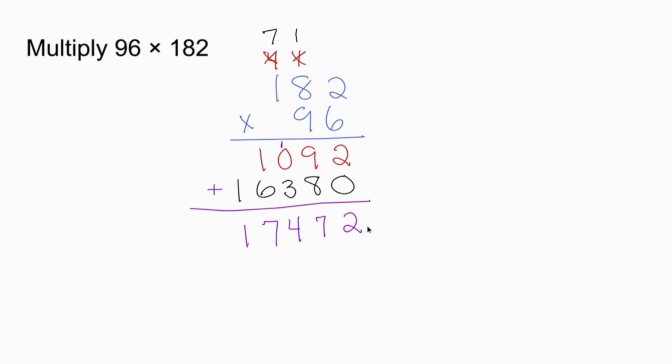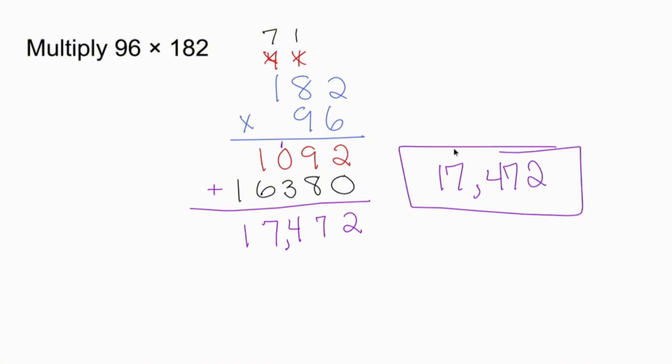Go to the right, count to the left for your commas: 1, 2, 3, comma, and we end up with 17,472. And that's our answer.